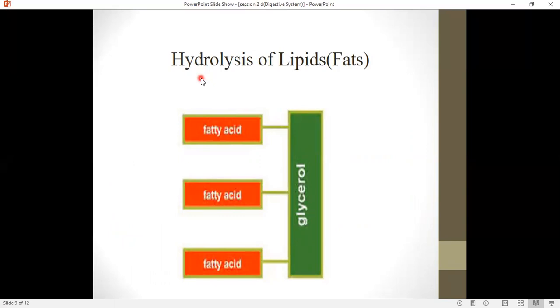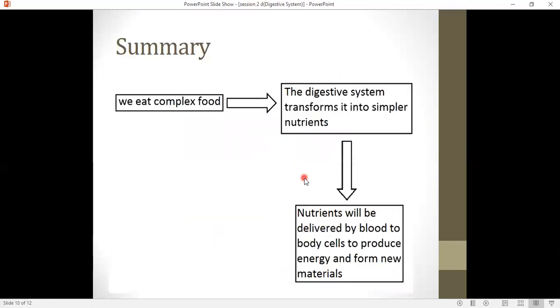Now let's move to the lipid, which is energy storage food. Upon hydrolysis, these foods are divided into three fatty acids, as you can see, and one glycerol.